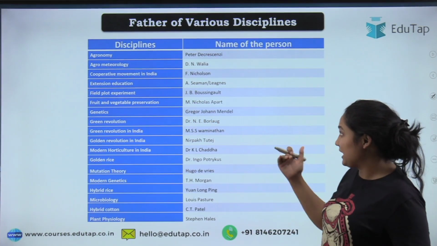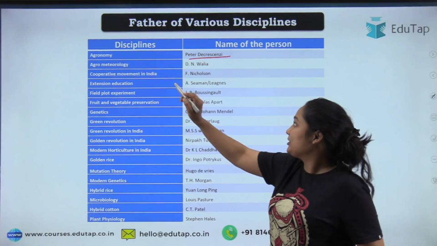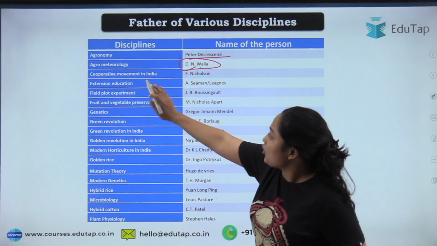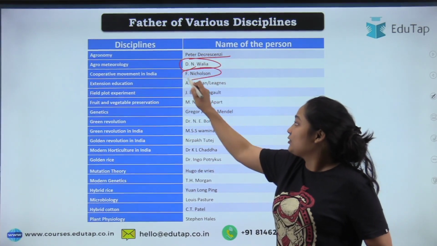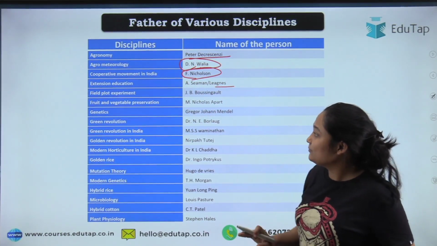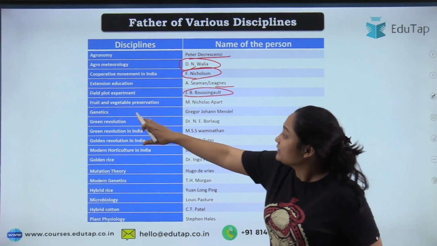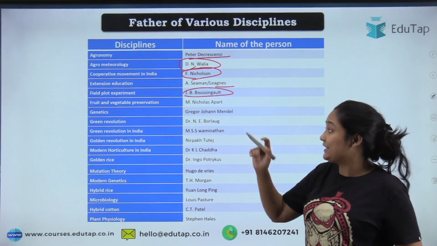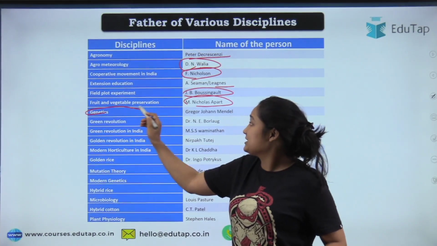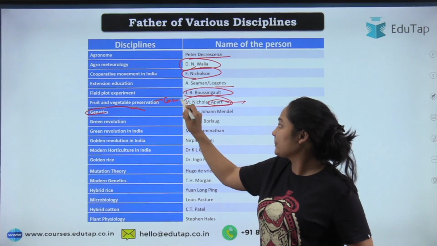Agronomy, a branch of agriculture, is Peter de Crenzy. Then agrometeorology is D.N. Walia. That was also your option. Then the cooperative movement in India is F. Nicholson. Extension education is A. Seaman or Lagnis. Field plot experiment is J.B. Boussingault. Fruit and vegetable preservation is M. Nicholas Appert, and here we are especially talking about canning.